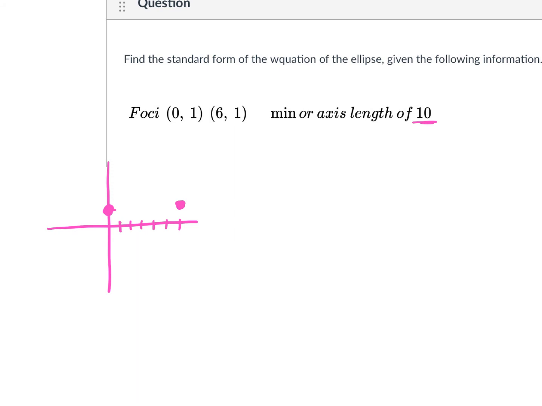The foci are on the major axis. That means this is the major axis. We can find the center from the foci that are given, the dead center of the foci. The foci are 6 spaces apart, so the middle would be 3. So our center would be what point? 3, 1. And then our minor axis length of 10 means we go up 5 and down 5.